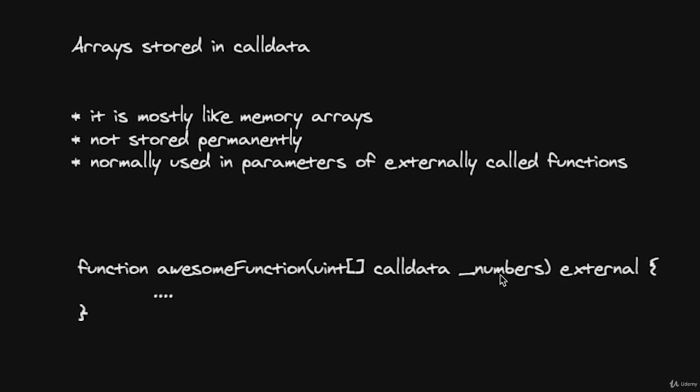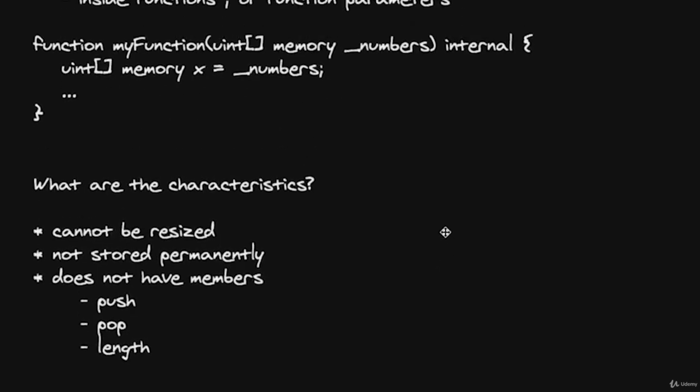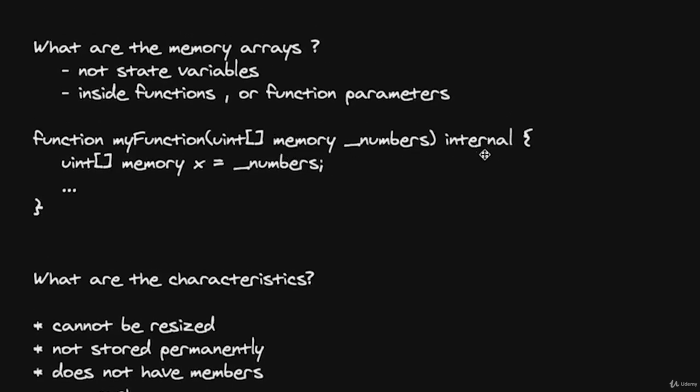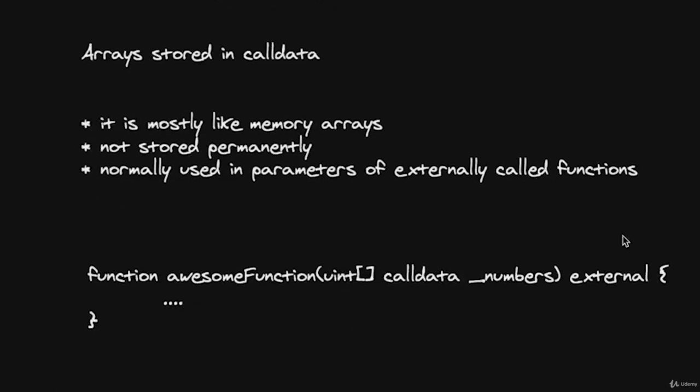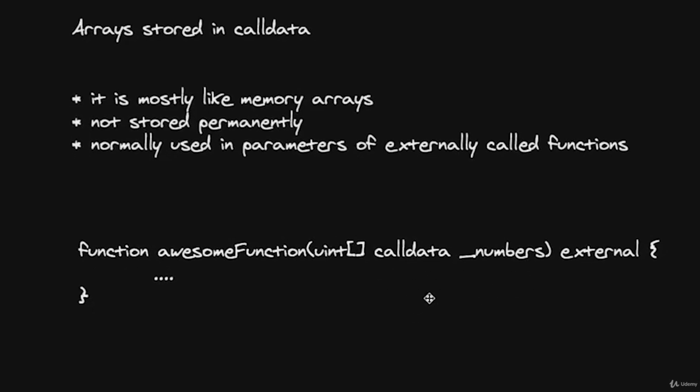There is also a third place where you can store your arrays, and that is called calldata. It is almost like memory arrays, and it is not stored permanently. Like memory arrays, once the function gets executed, calldata is gone because it's in the stack data location. They're normally used in the parameters of externally called functions, like how we have memory in the parameters of internally called functions. The external functions will have their parameters stored in calldata. And there is a reason why we do this, and again, I'll go through that when I go over calldata and memory and other data location types.